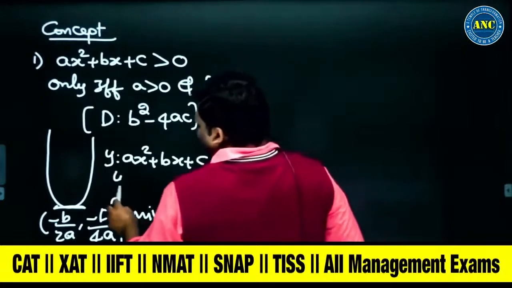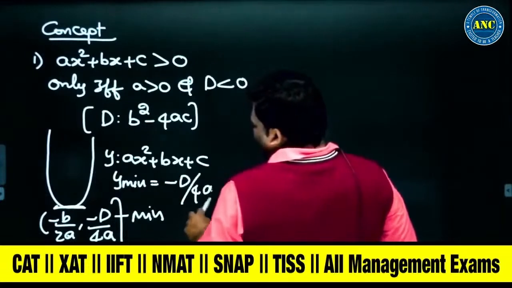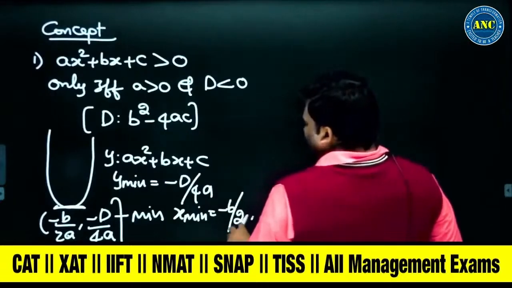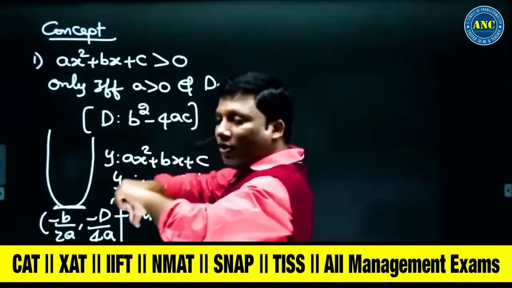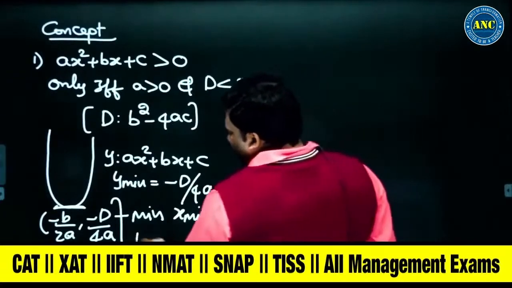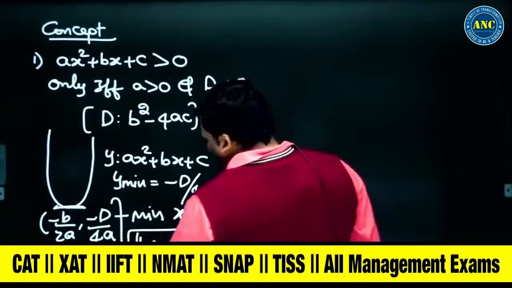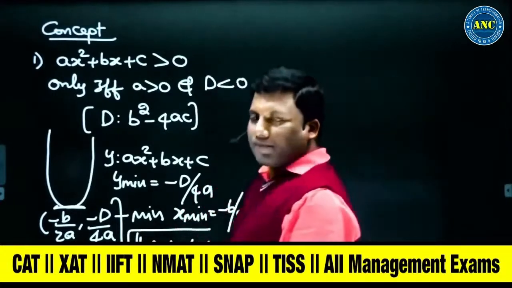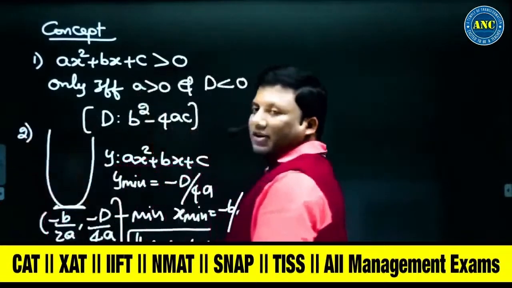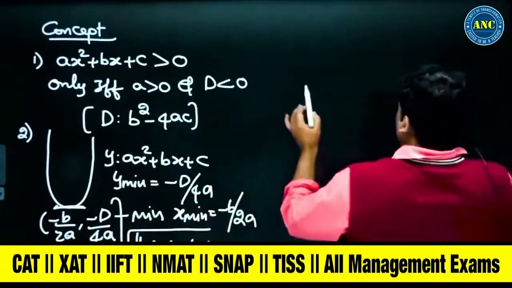If the graph is like this, y minimum will be minus d by 4a and x minimum will be minus b by 2a. The graph can go upwards or downwards. Y maximum will be shooting up to infinity, so it is plus infinity. Second key point: if the graph is going upwards, I will have a minimum value, and the maximum will be infinite. Second point. Now example.